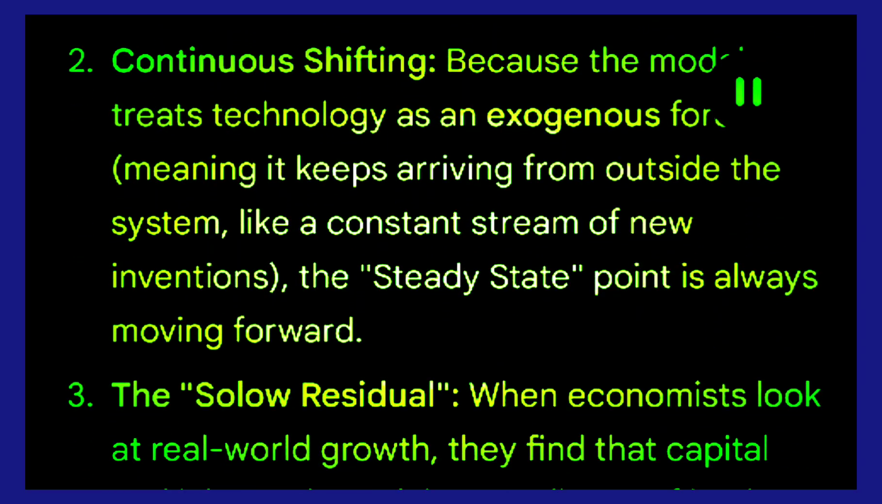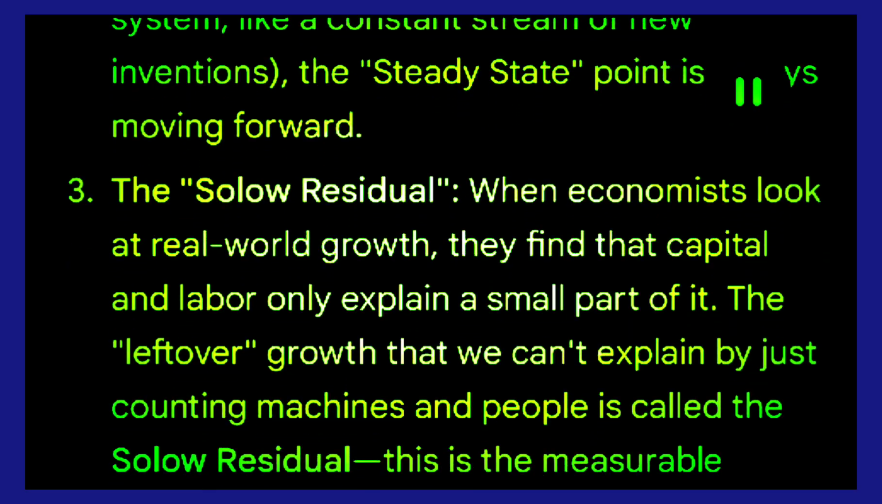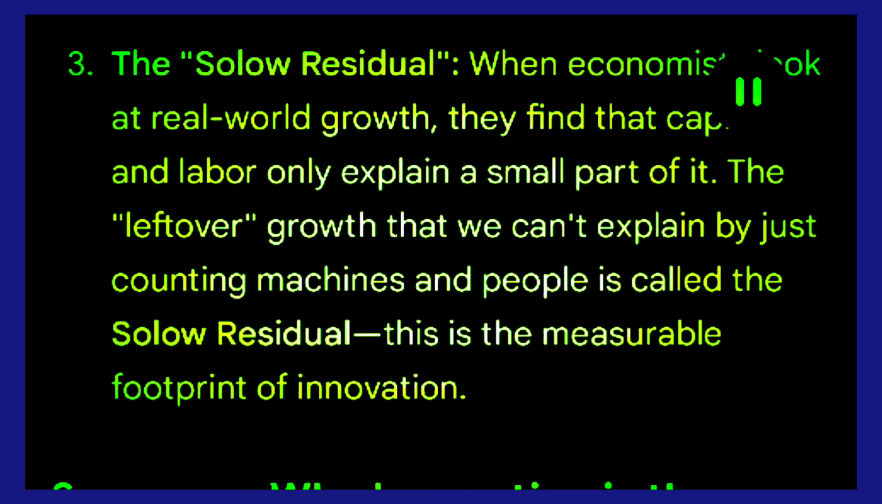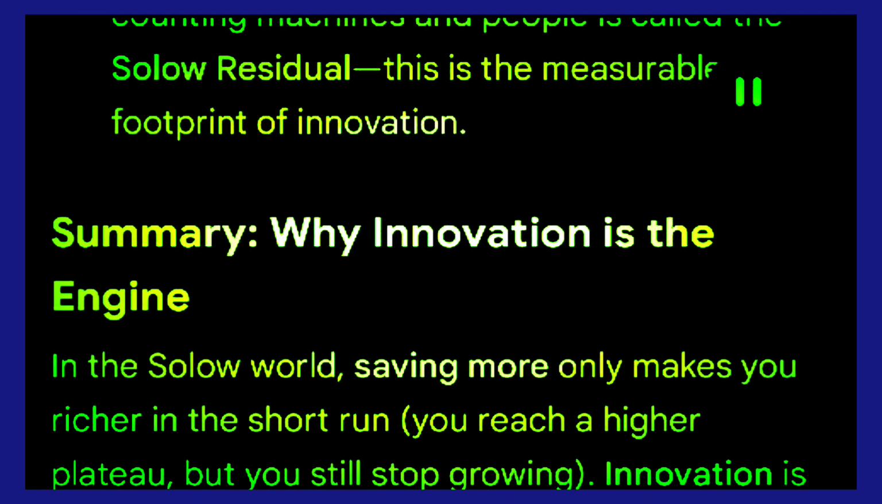2. Continuous shifting. Because the model treats technology as an exogenous force, meaning it keeps arriving from outside the system, like a constant stream of new inventions, the steady state point is always moving forward. 3. The Solow residual. When economists look at real-world growth, they find that capital and labor only explain a small part of it. The leftover growth that we can't explain by just counting machines and people is called the Solow residual. This is the measurable footprint of innovation.